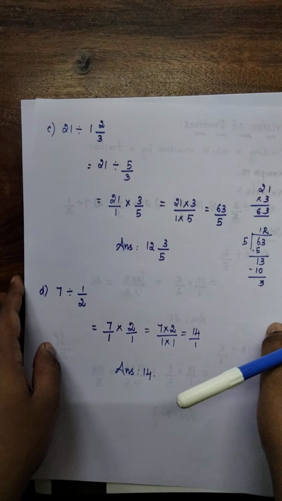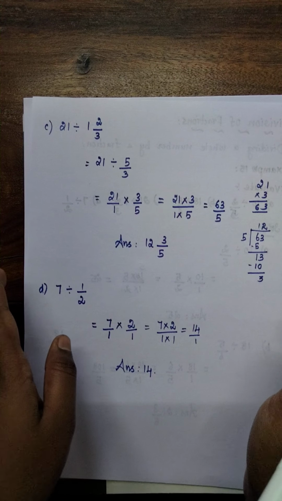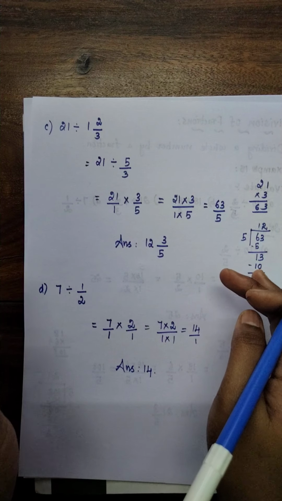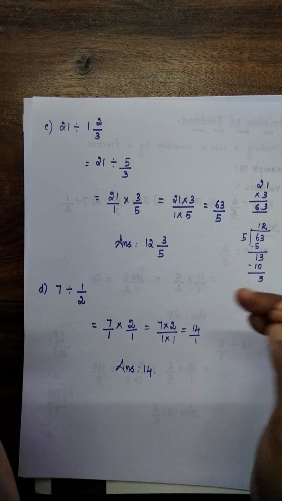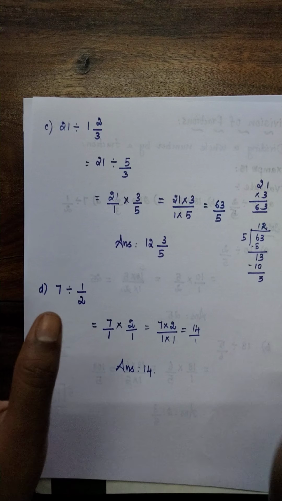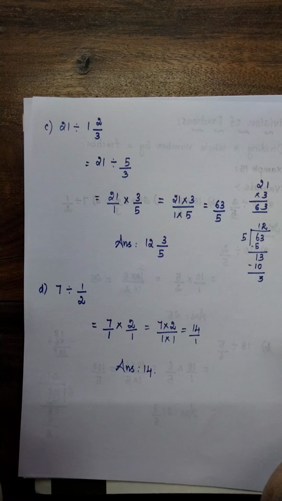How will you divide a whole number by a fraction? To divide a whole number by a fraction, multiply the whole number by the reciprocal of the fraction and then simplify the product. Okay, understand?